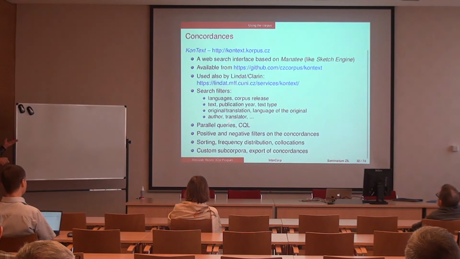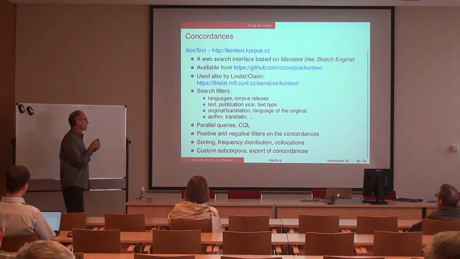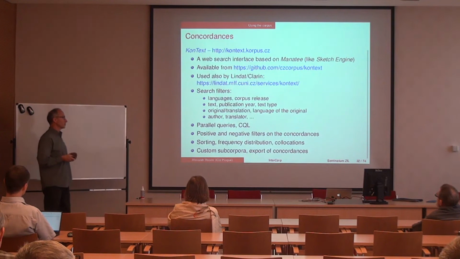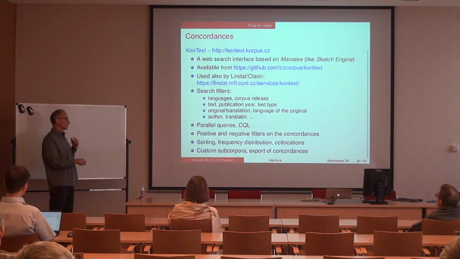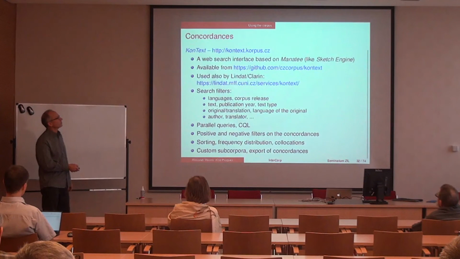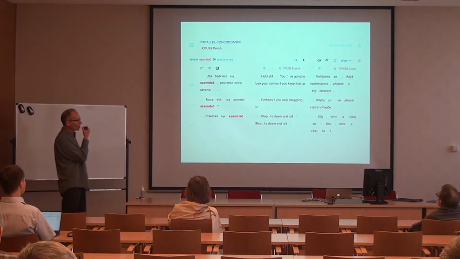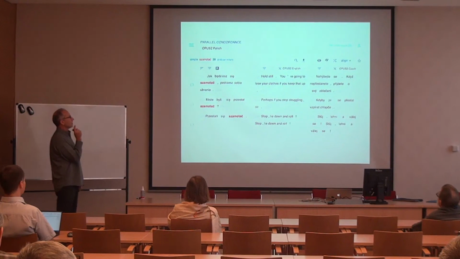You have the search filters according to the metadata. You can do parallel queries. You can use corpus query language. You have positive and negative filters on the concordances, sorting, and all those statistical functions. You can also build custom subcorpora and export your concordances into maybe Excel or some other format.